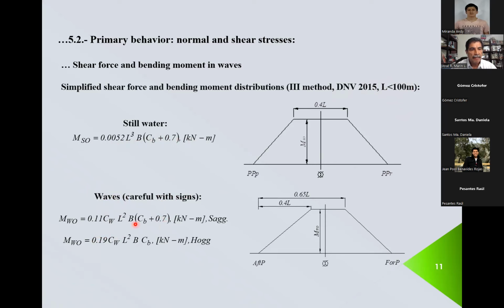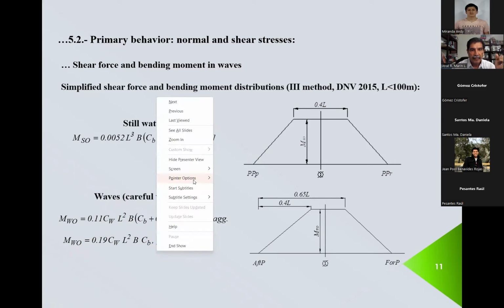Again, we depend on the length to the square, and this CW, if I would have to say something, I would say that CW is more or less proportional to the wave height, the equivalent wave height. More or less, that's the idea. So according to the length of the ship, you can expect a larger wave to apply. Now, the thing is this, more or less.